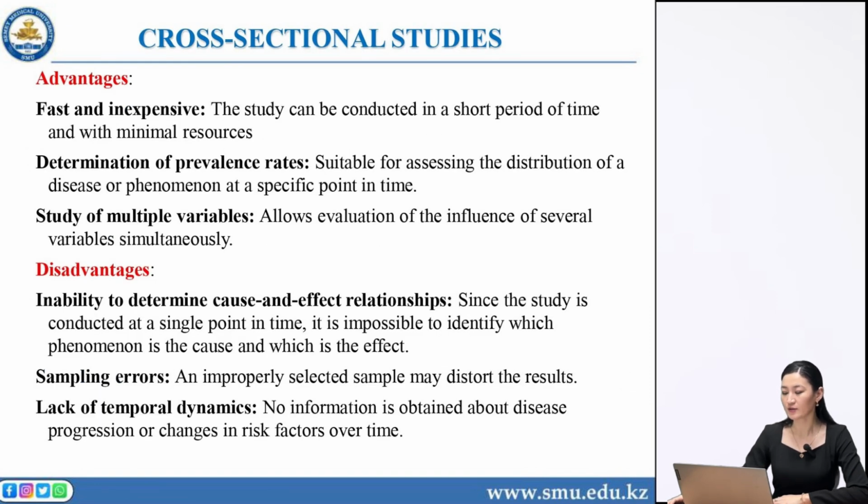Here you can see advantages and disadvantages of cross-sectional studies. First, we will start with advantages. Fast and inexpensive: the study can be conducted in a short period of time and with minimal resources. Determination of prevalence rates: suitable for assessing the description of a disease or phenomenon at a specific point in time. Study of multiple variables: allows evaluating the influence of several variables simultaneously.